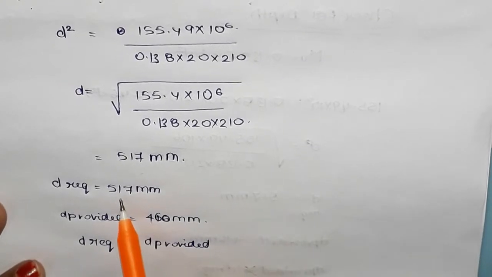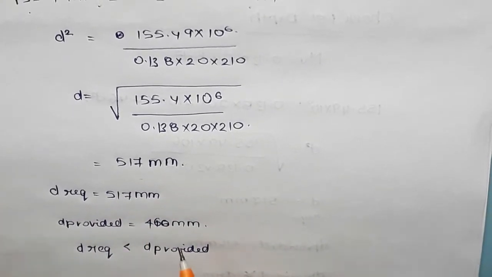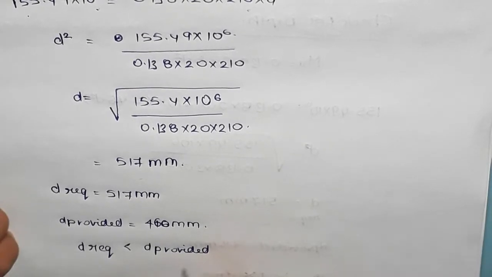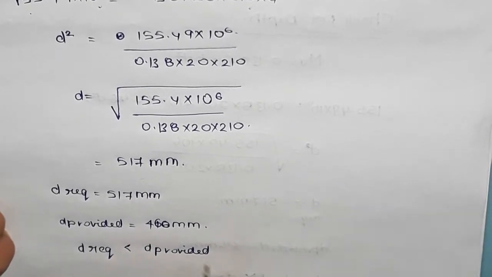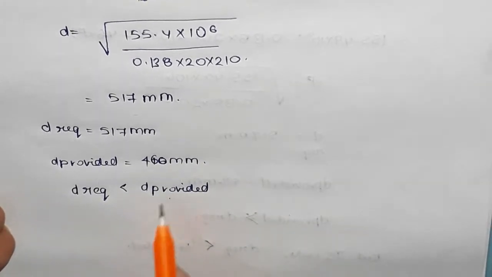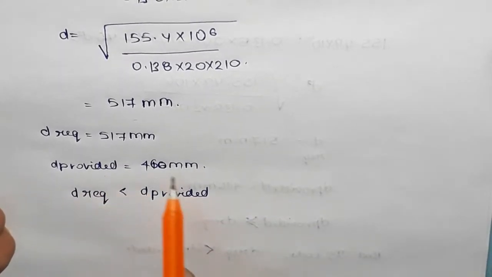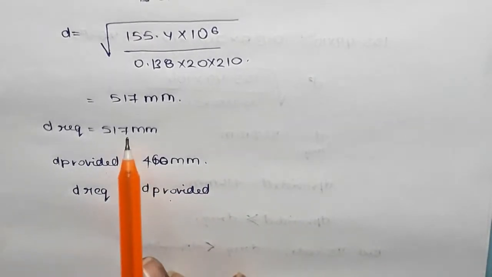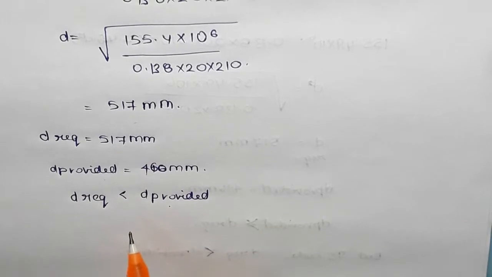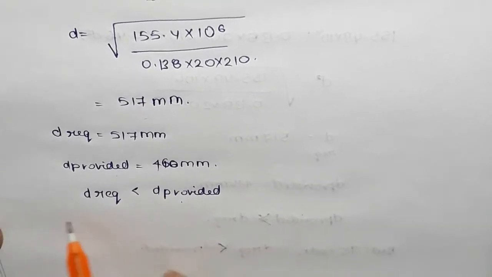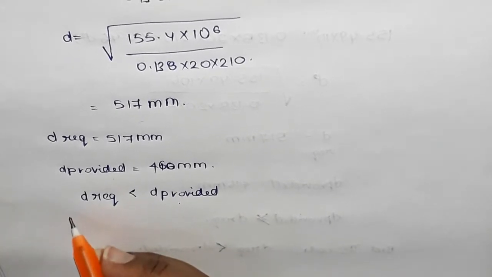It means the depth required is more than the depth provided. It means the section will undergo failure. For any section, the depth required should always be less than the depth provided. But what I got in this problem is that the depth provided is less than the depth required, so this won't be satisfied. Now I have to redesign the section because the section may undergo deflection.